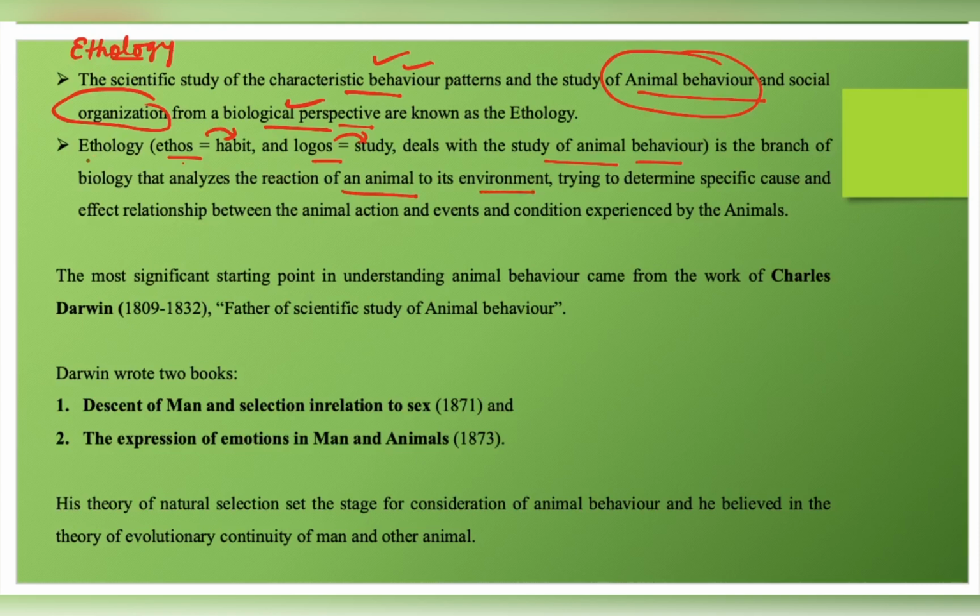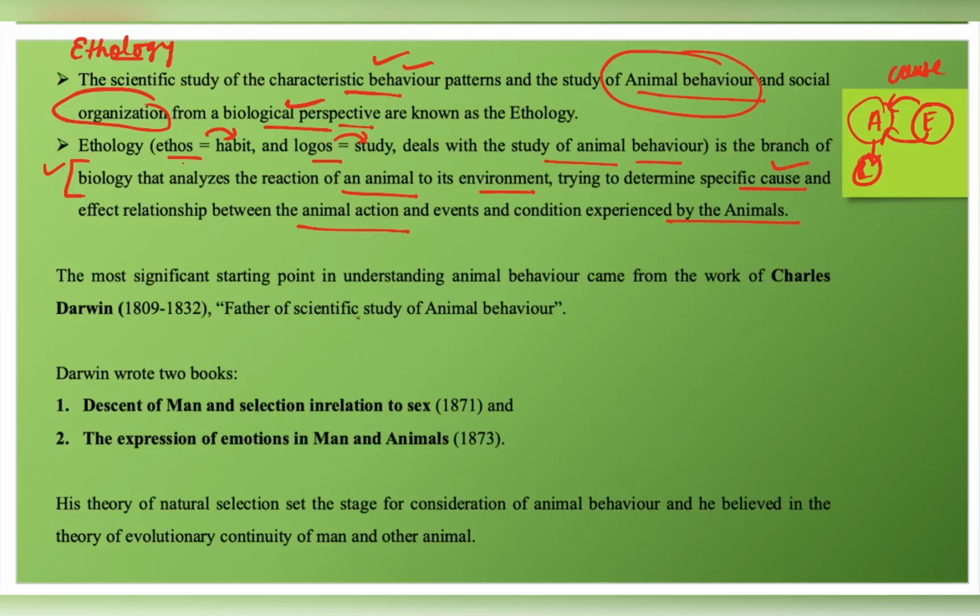That means when we study ethology, we analyze the reaction of certain animals to certain environmental conditions, and we try to determine the specific cause for that behavior and the effect of the relationship between the animal's action and the events and conditions experienced by the animal. Basically, this is a link between the animal and the environment. Due to a certain environment, there will be a certain behavioral pattern of the animal. So we are going to study the cause of that behavior, what conditions are impacting that behavior, and what that certain type of behavior is. This is all about the study of animal behavior.